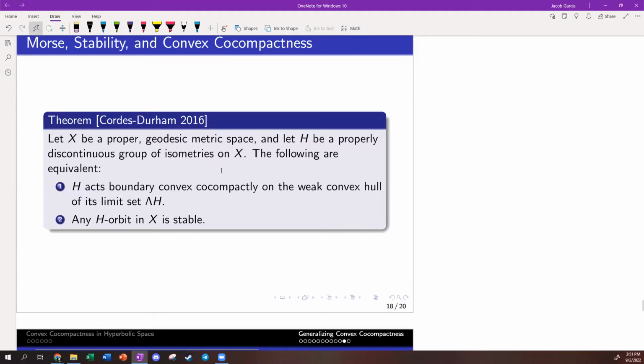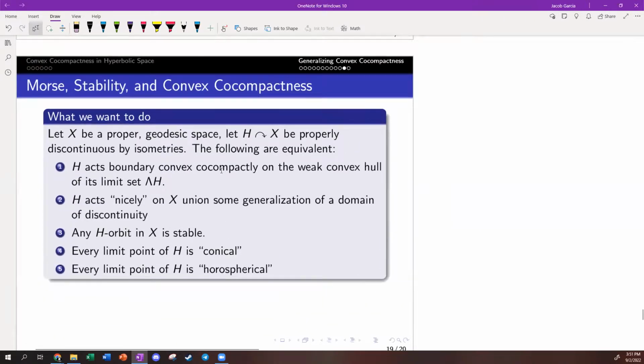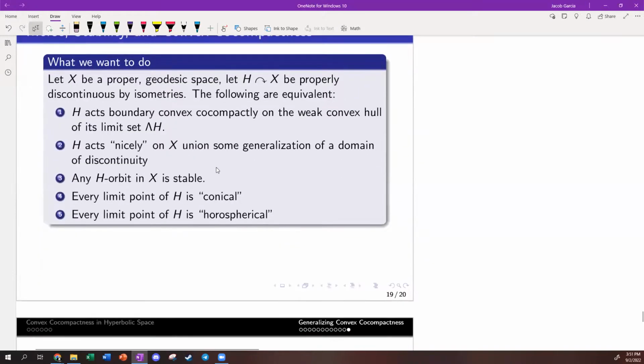So there are some other conditions from the statement left to show. This is what we want to do, and they're numbered the same way. Statement 1 being equivalent to statement 3, that was the Cordes and Durham result from 2016 that I showed on the last slide. Showing that 3 is equivalent to 4, that is recent work coming to a thesis near you.